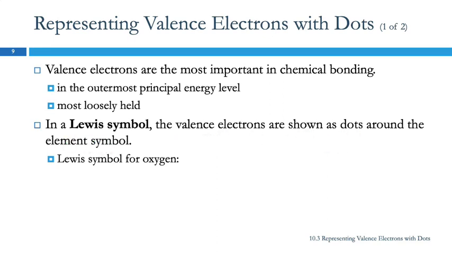So here we're going to draw the Lewis symbol for oxygen. So we'll start with the element symbol for oxygen, which is just a capital O. Capital O. And then we look at the periodic table to see how many valence electrons oxygen has. What group is it in? 6. It's in group 6. It has 6 valence electrons. So we're going to put 6 dots. 1, 2, 3, 4, 5, 6.